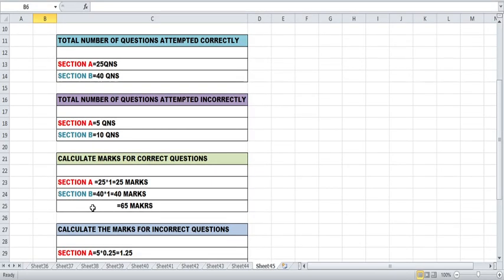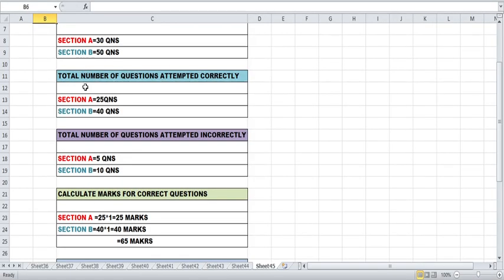Now you need to calculate the marks for correct questions. In section A, how many questions were correct? 25 in section A and 40 in section B. So 25 into 1 is 25 marks, and 40 into 1 is 40 marks. So in total you are getting 65 marks.